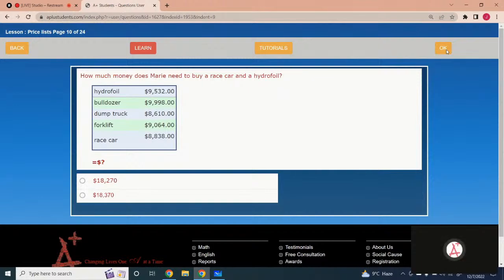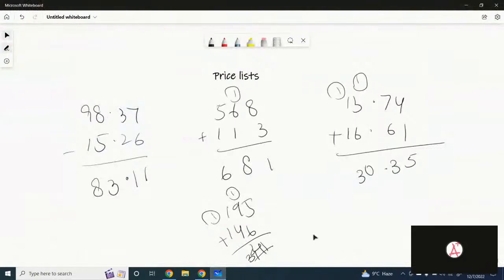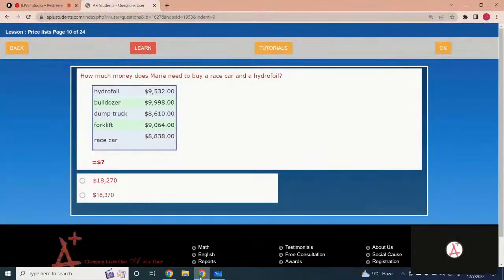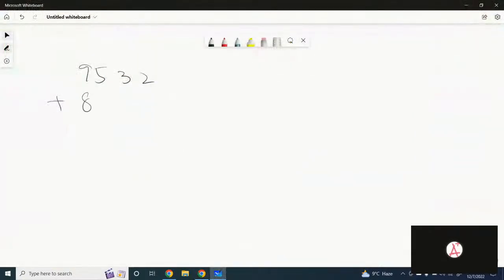How much more money does Mary need to buy a race car and a hydrofoil? Just add the price of the race car and the hydrofoil. 9532 plus 9000. The price of the hydrofoil is 8838.